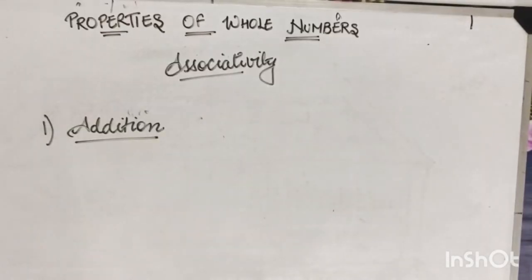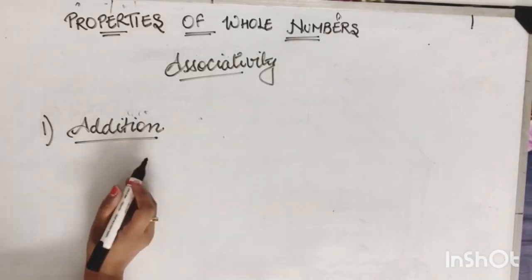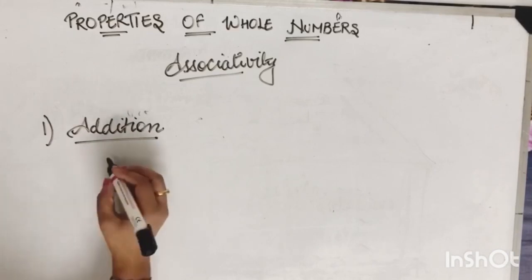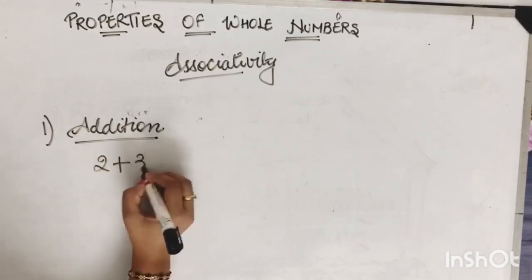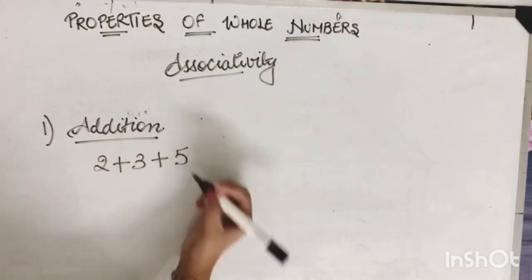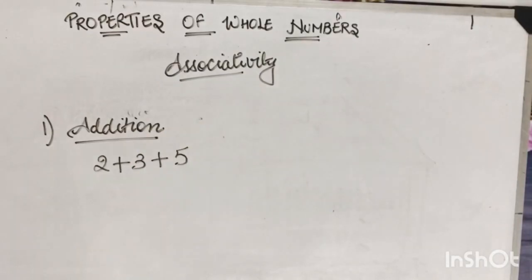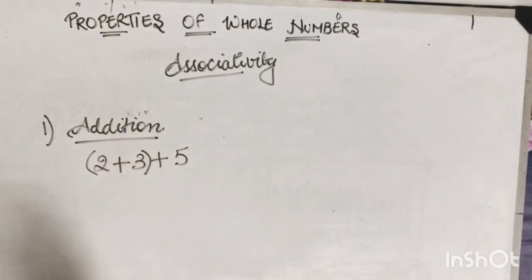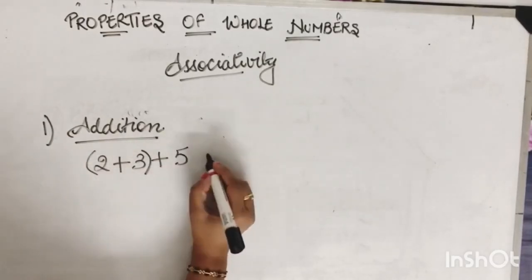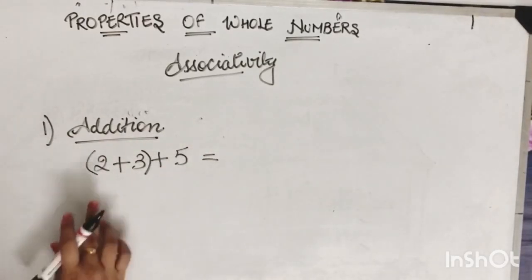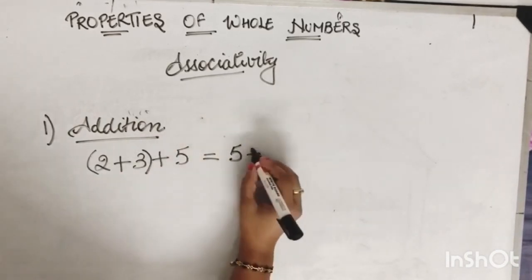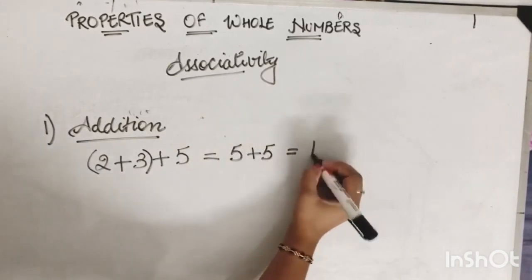Next property is associativity. First we'll do for addition. So associativity is used when you add more than two numbers. Like I'm adding 2 plus 3 plus 5. Now in this case, you can add these two numbers first. We'll apply brackets in it. 2 plus 3 is equal to 5 and then plus 5 is equal to 10.